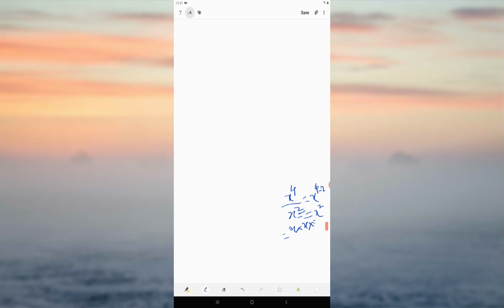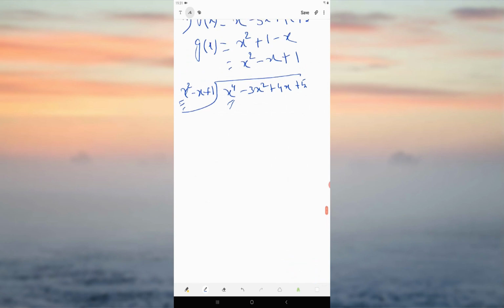X to the power 4 is x multiplied 4 times, divided by x into x, because 2 times. So x gone, x gone. We are left with x into x, that is x square. Okay, so the first thing that will come is x square.